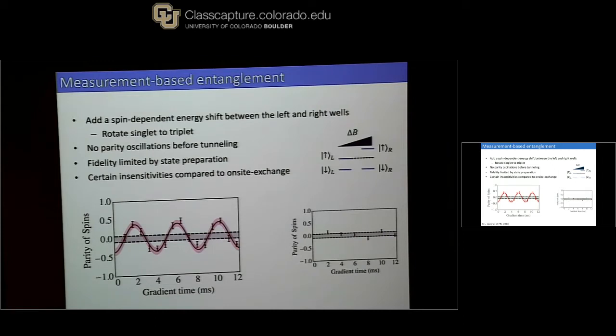Yeah. So when you adiabatically move these tweezers, does that induce heating of the atoms, and how much?